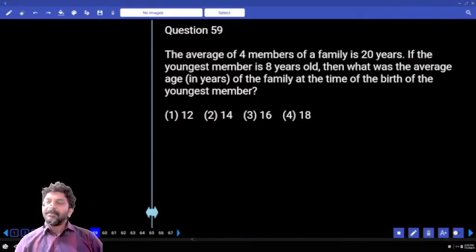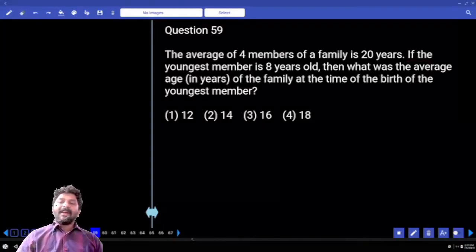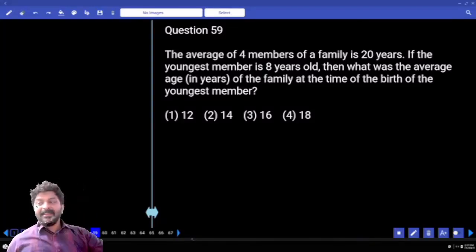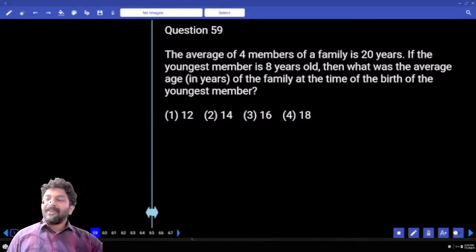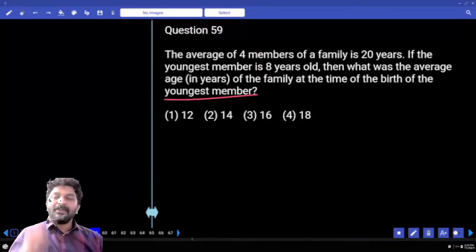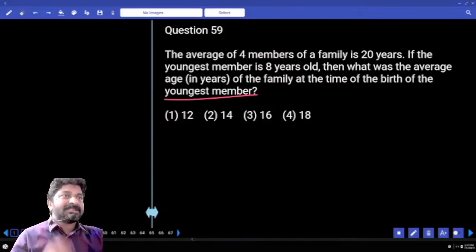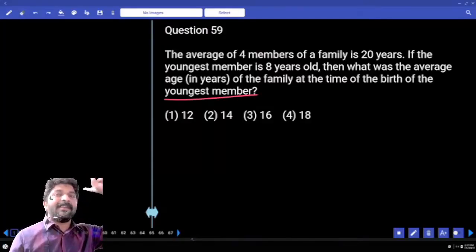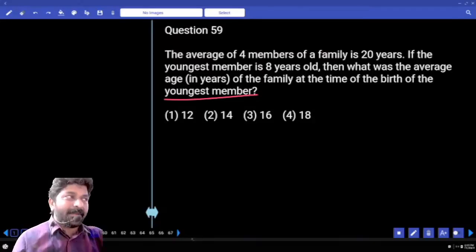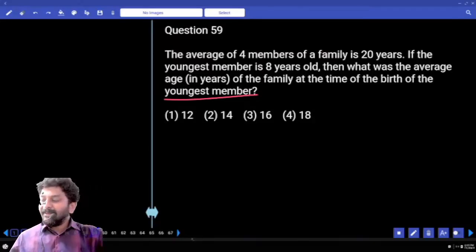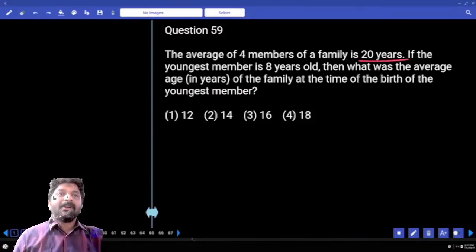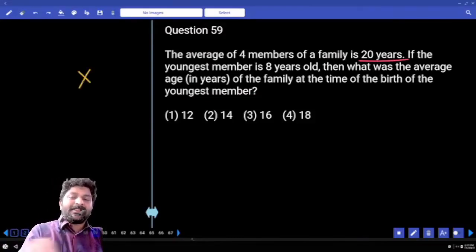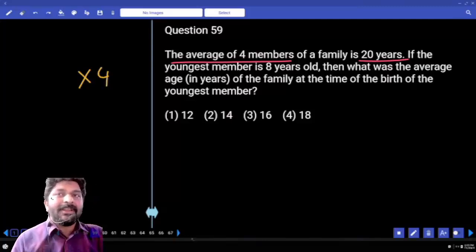The average of 4 members of a family is 20. If the youngest member is 8 years old, then what was the average age of the family at the time of birth of the youngest member? Okay. So now you are given the present average, but asked to calculate the average at the time of birth of the youngest member, 8 years back, correct? What is the present average? 20. To convert into sum, you have to multiply it with 4 only.